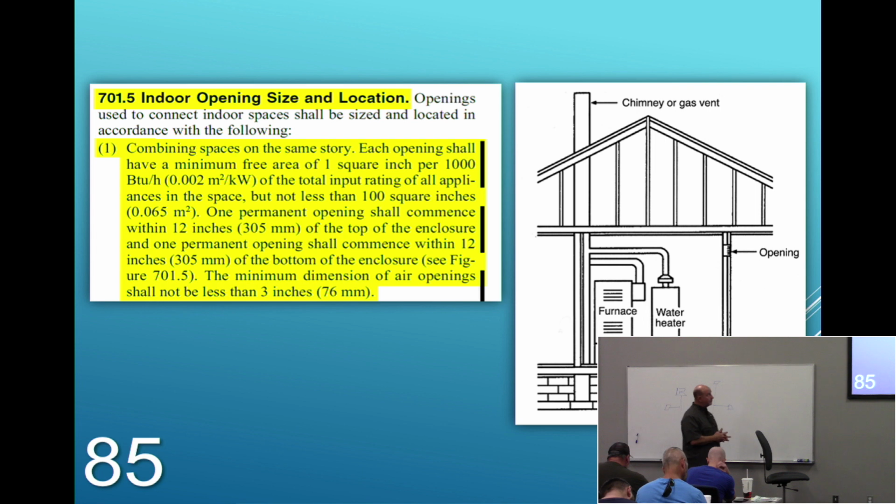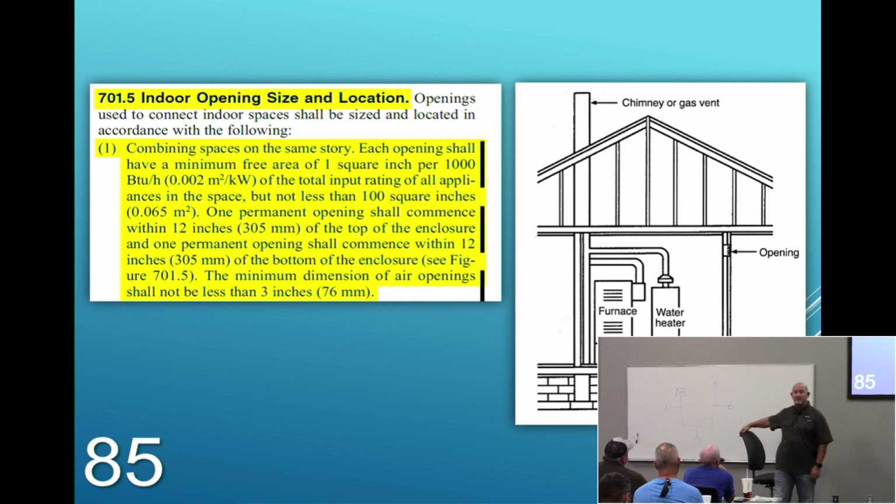So first off, that vertical line, in 2003, the code said when combining space on the same story. In 2012, 15, and 18, they took that out. They just said, each opening shall have a free area. That's where they started. They left that first sentence out in the last 3 or 4 code cycles.